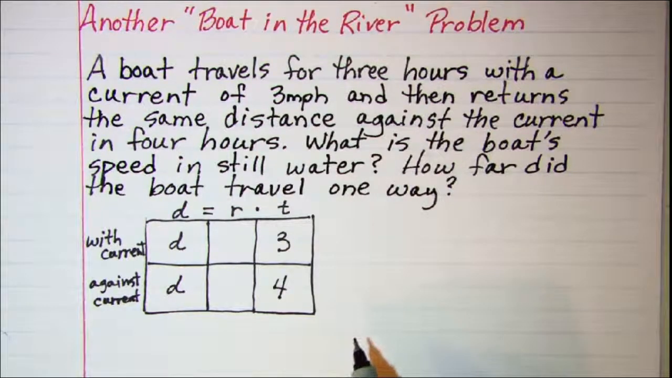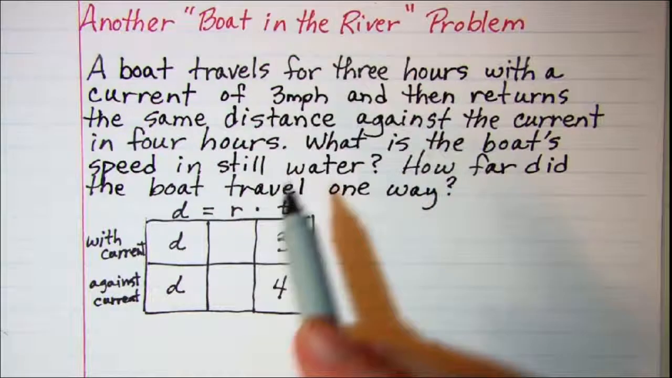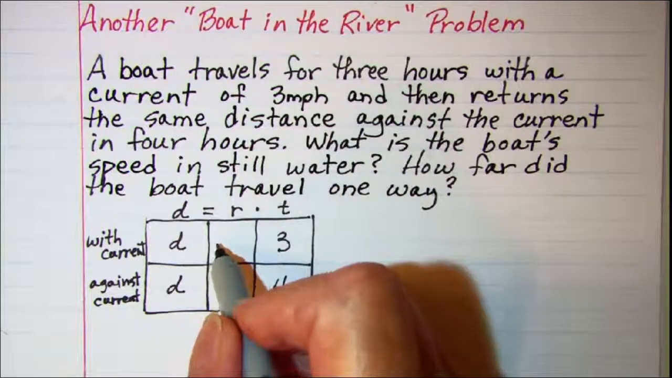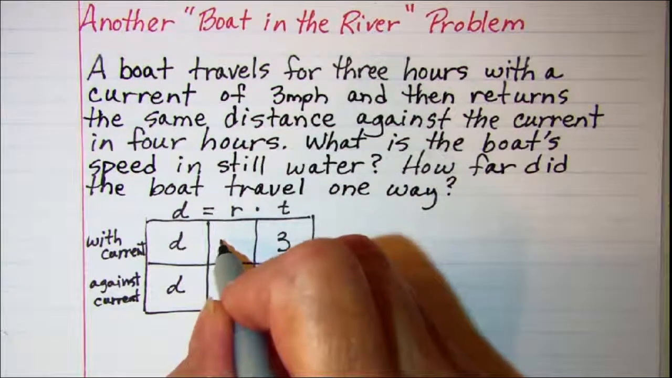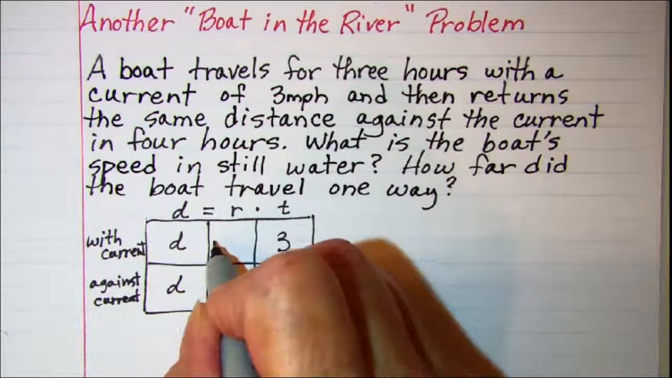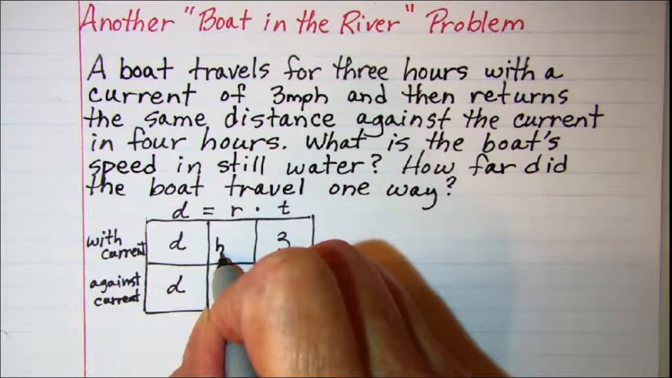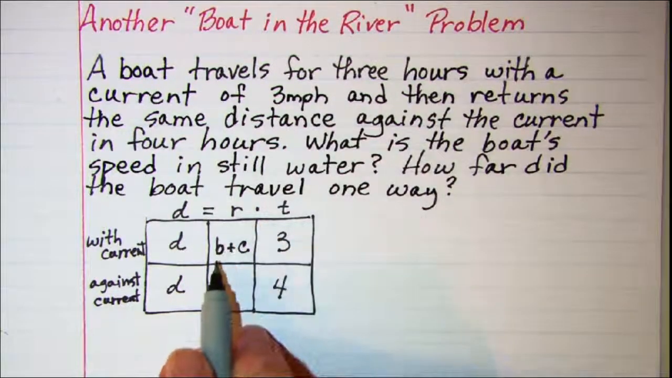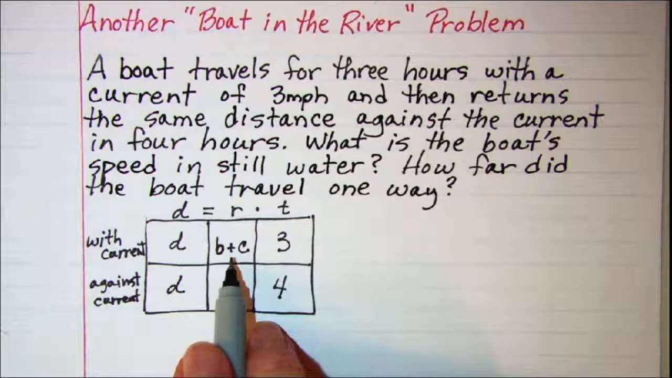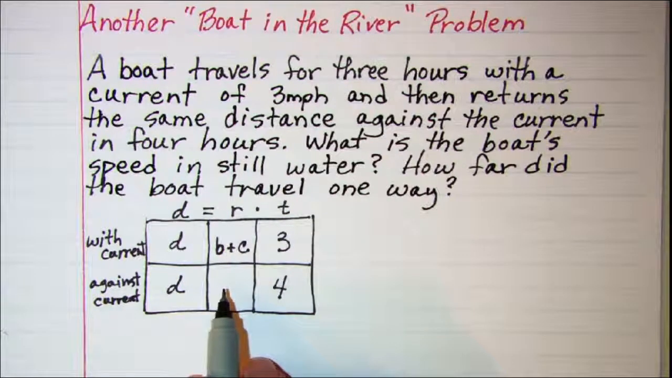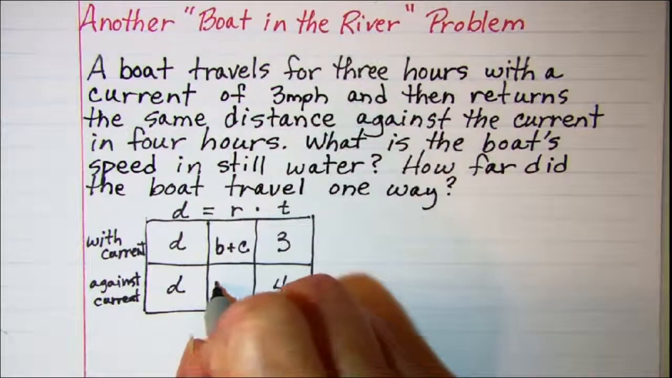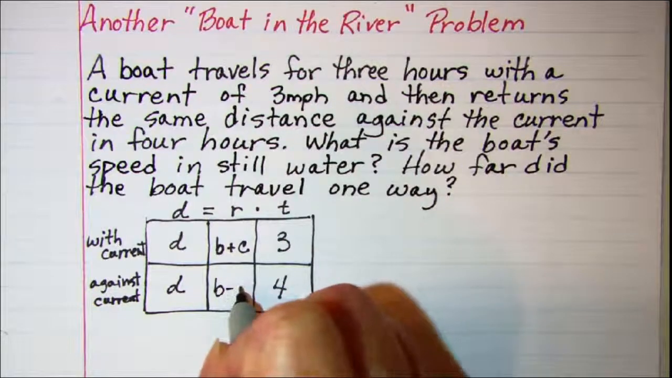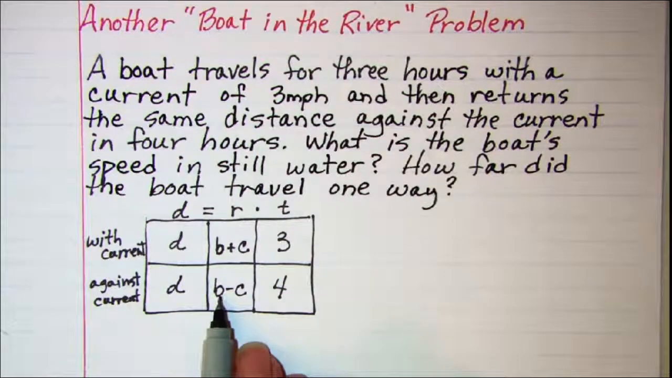Now the thing about boat in the river problems is that traveling with the current speeds up your boat. So I'm going to use B for boat, and C for current. To speed up the boat, I add the current. Then when you're traveling against the current, the boat is slowed down by the current. So your speed of your boat minus your current is what goes in this cell.